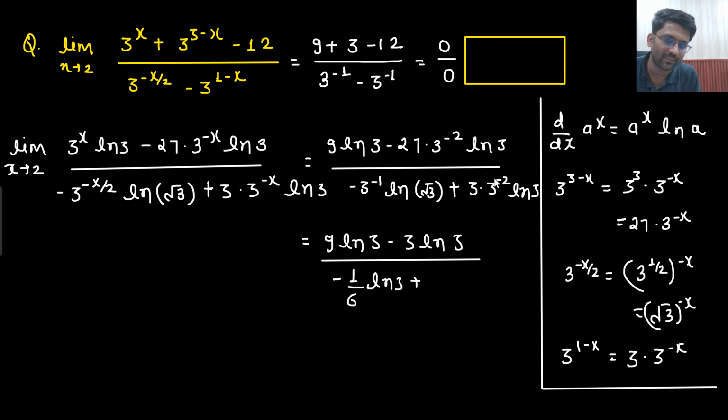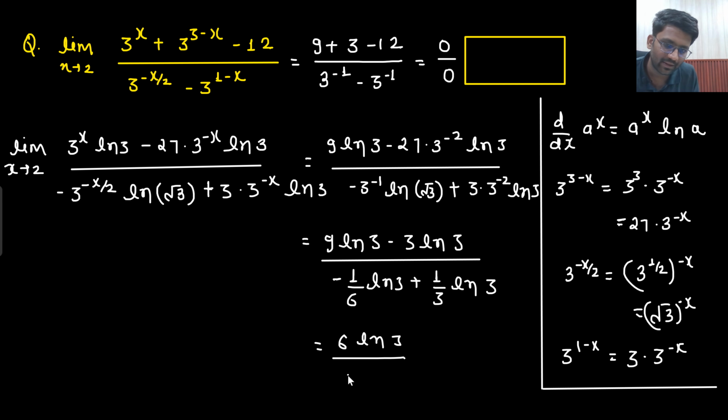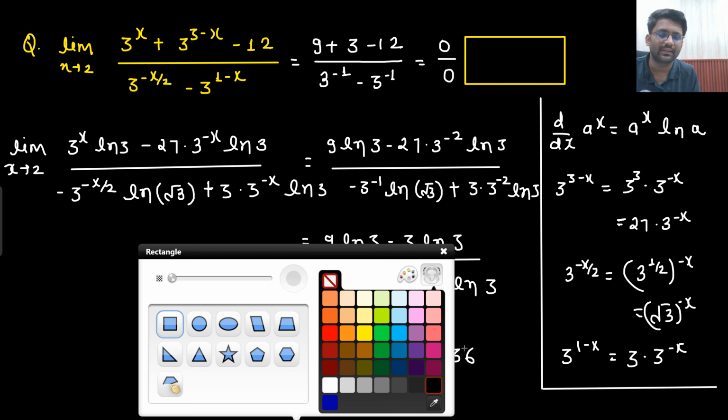And this is nothing but 1 by 3 ln 3. Right, because 3 divided by 3 square, so it is 1 by 3 ln 3. So what is 1 by 3 minus 1 by 6? That is nothing but 1 by 6 only. So it is 1 by 6 ln 3 only. So here what you are getting, 6 ln 3 divided by 1 by 6 ln 3. So ln 3 gets cancelled out. What is the answer we are getting? 36.